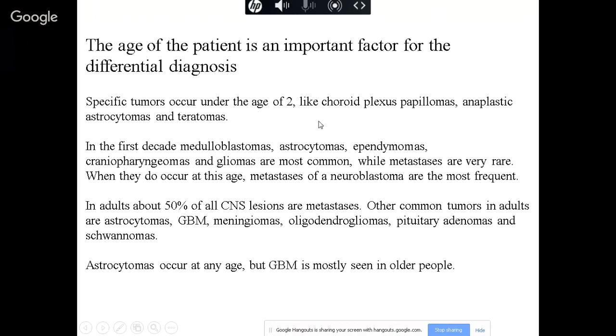Specific tumors under the age of 2 are like choroid plexus papilloma, anaplastic astrocytoma, teratoma. And in the first decade, medulloblastoma, astrocytoma, ependymoma, craniopharyngioma, glioma are most common. In the young population, we don't see many metastases, am I right? And usually if we see it, it's neuroblastoma, the most common there. In adults, 50% of the lesions are metastasis. Other common ones include astrocytoma, GBM, meningioma, oligodendroglioma, pituitary, and schwannoma. But astrocytoma occurs at all ages, while GBM is more common in older patients. Just stop me with any question, okay?